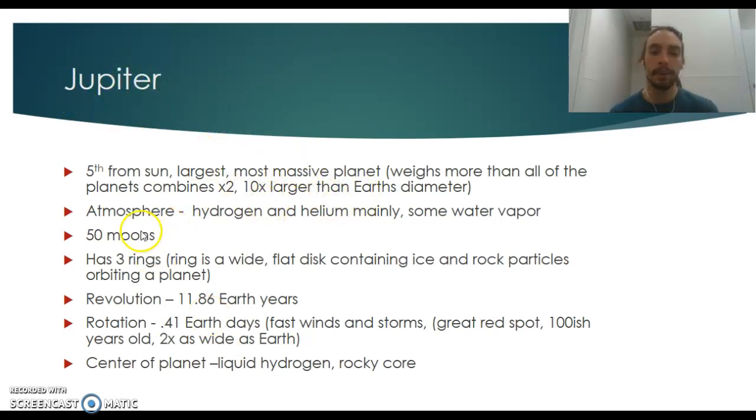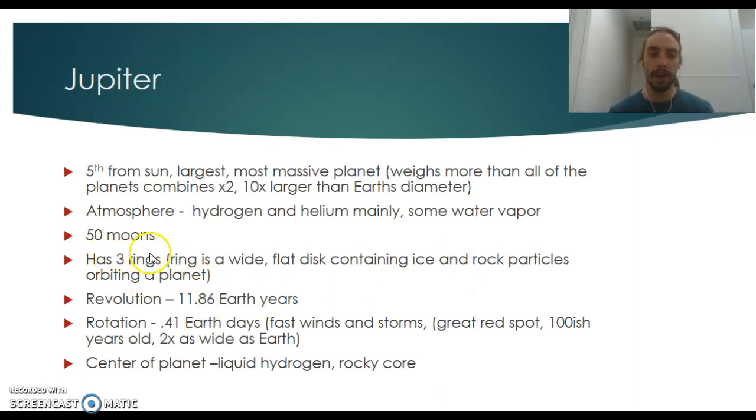So its atmosphere is mainly hydrogen and helium, but it also has a little bit of water vapor. It's got 50 moons. Those are known moons. We have like 9 provisional moons or something like that. So it's going to have more moons being added onto it in the next upcoming years. We just haven't really found them yet.